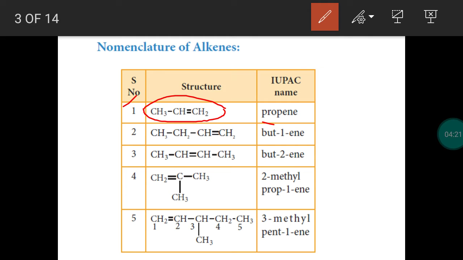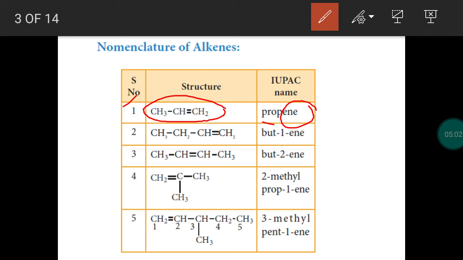Then the primary suffix represents what? Whether a compound is saturated or unsaturated. Now it is an unsaturated compound, alkene. So the primary suffix is ene. For alkane, we wrote it as ane. For this alkene, the primary suffix will be ene. So all these basics we already completed in the 11th lesson, fundamentals of organic chemistry. So we have a basic formula for writing the IUPAC name. Prefix plus root word plus primary suffix plus secondary suffix.